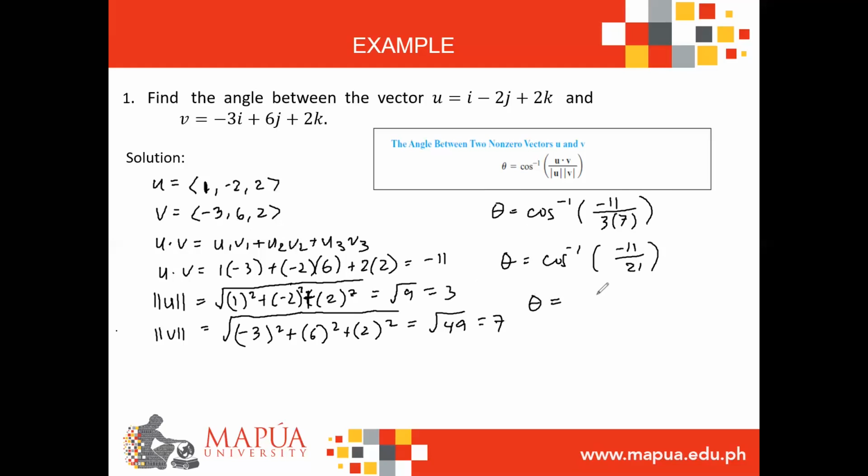So using now calculator, the angle, arc cosine of negative 11 over 21, will give you a negative angle, but you have to add it to 180 degrees. And the answer now is 121.6 degrees. So this is the answer for the first problem.